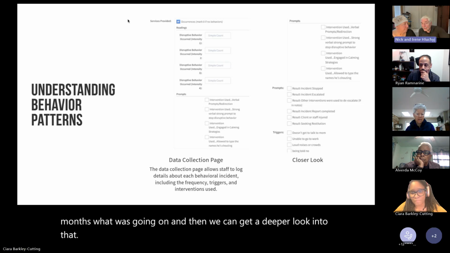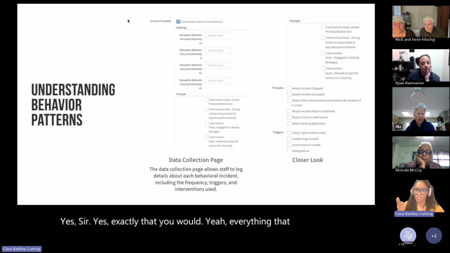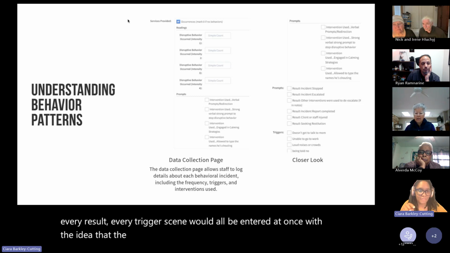Okay, and under the prompts, you can check one or all of the boxes for any given occurrence. So it could be 20 behaviors under occurrences, and then you might check every one of the prompts, but the breakdown wouldn't appear. Yes, exactly that. Everything that was used, every result, every trigger seen would all be entered at once, with the idea that the staff are entering this at the end of their shift.